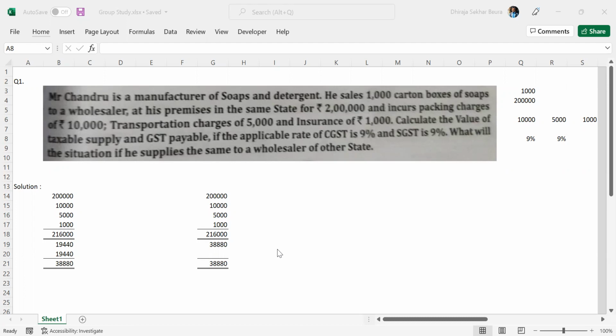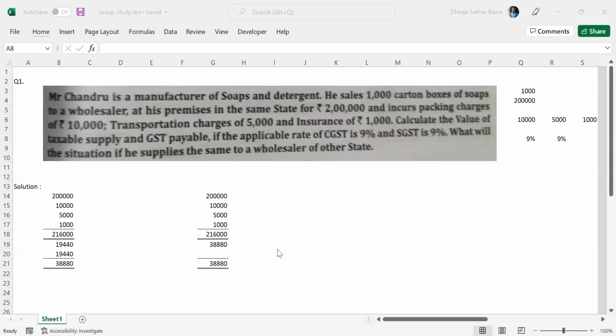Incurs a packing charges of 10,000, transportation charges of 5,000, insurance of 1,000. Calculate the value of the taxable supply and GST payable if the applicable rate of CGST is 9% and SGST is 9%. What will the situation be if he supplies the same to a wholesaler of other state? So the question is asking also for other state, in which case we will incur IGST, not CGST. And IGST will be nothing but the total of the CGST and SGST percentages. We already know that.